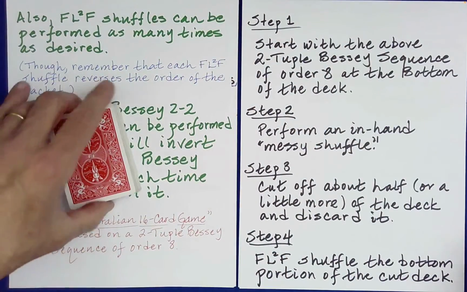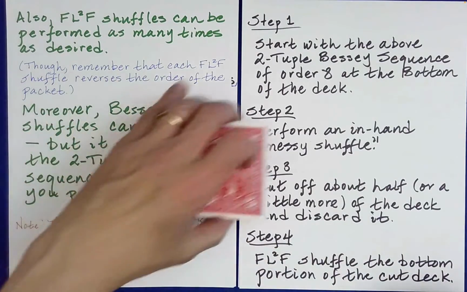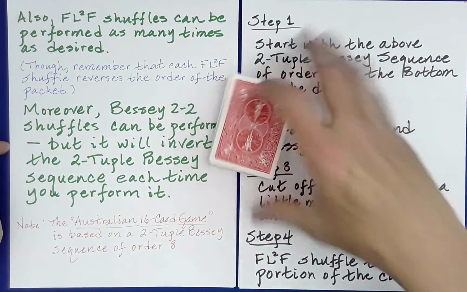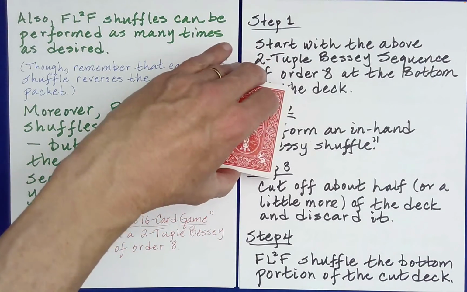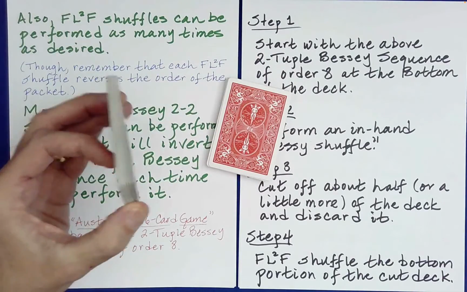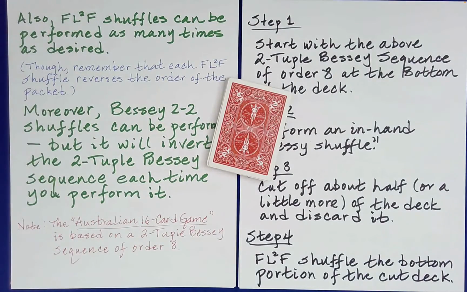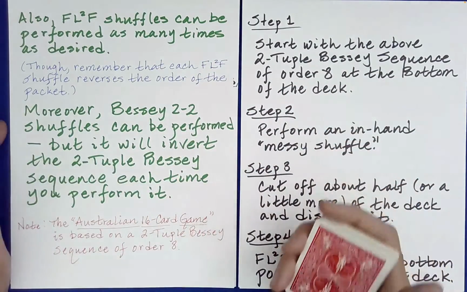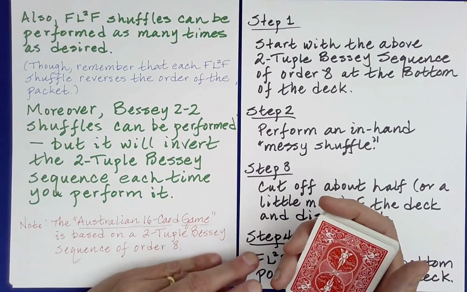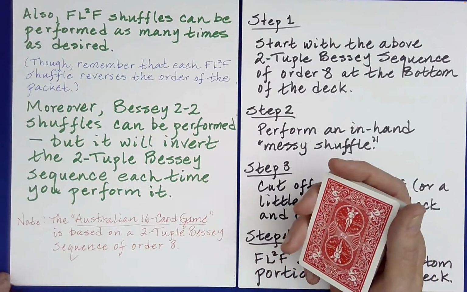Okay, and so what you can do here now is have the spectator participate as well. You just put the deck down and ask them to cut off about half the deck. It actually doesn't matter as long as they don't cut down into that bottom 16 packet, right? So maybe they cut off about half. You can discard those now. We don't need those. Okay, so we'll just work with these. That once again kind of gives the illusion that we've just cut to a random place in the deck, which we have.